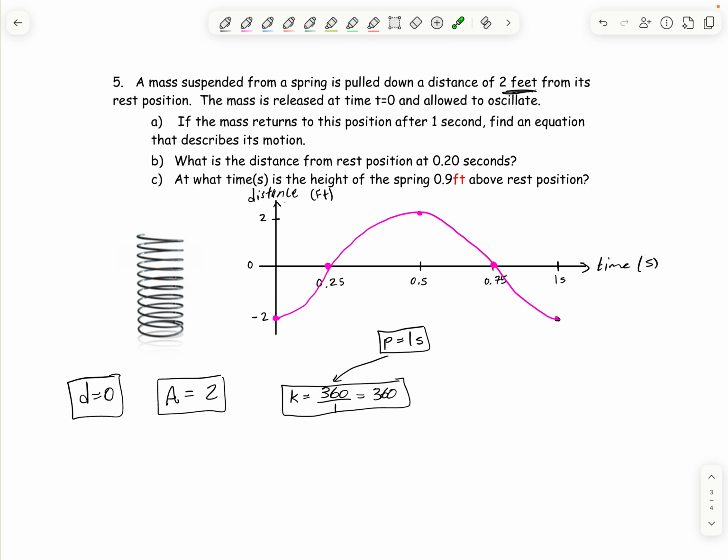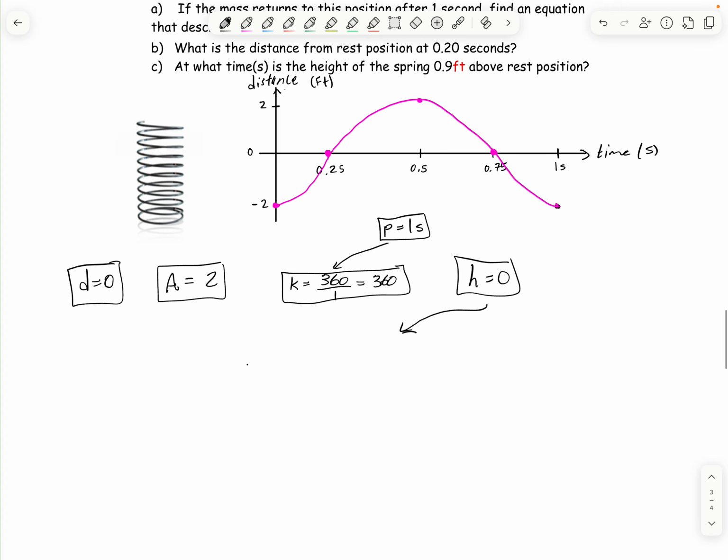Nice. So clearly you could see that the most natural way to model this is as negative cosine. So if we say that my phase shift is 0, then I can model this curve as a negative cosine function. So I'd say that distance as a function of time is equal to negative cosine with an amplitude of 2, and the k value is 360, and then t. My equation of the axis is 0, so I don't need to add that, plus 0. So that's my function for part A.